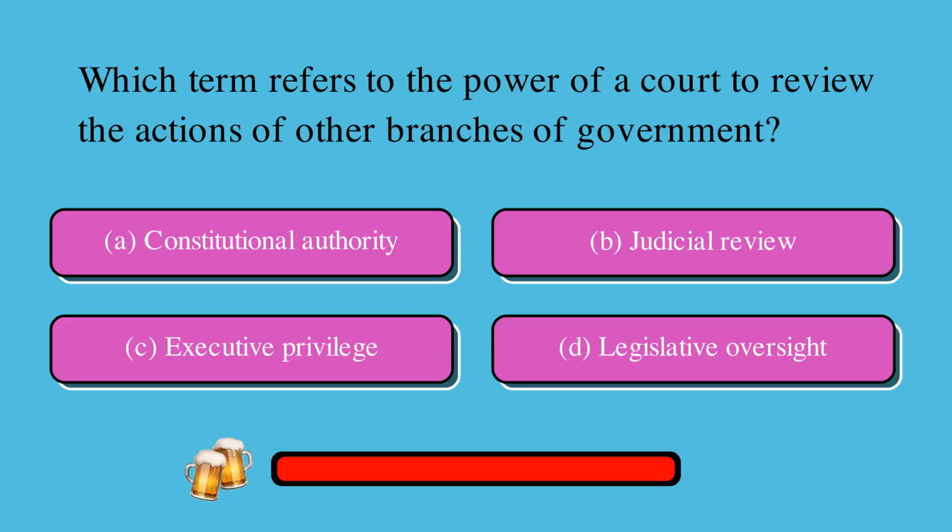Which term refers to the power of a court to review the actions of other branches of government? Is it A, constitutional authority, B, judicial review, C, executive privilege, or D, legislative oversight? The correct answer is B, judicial review.